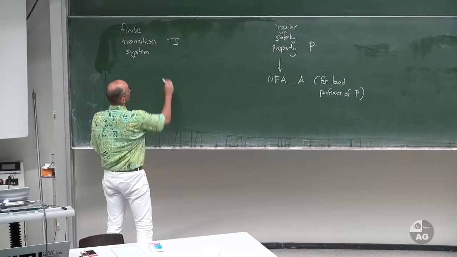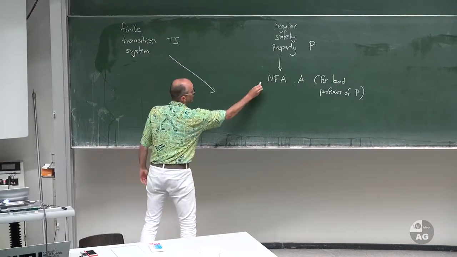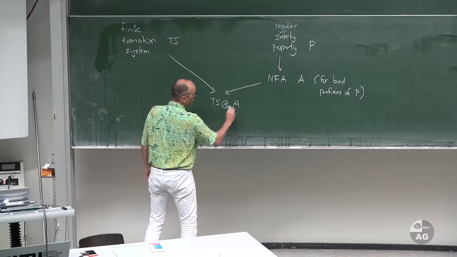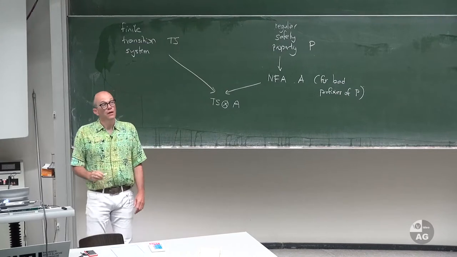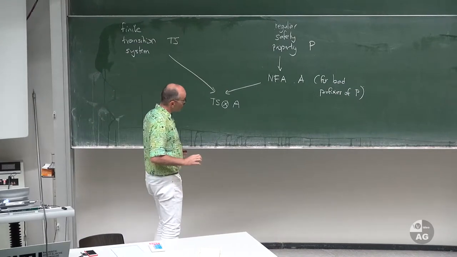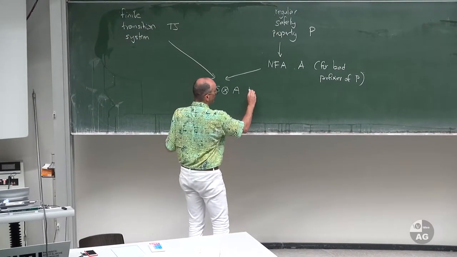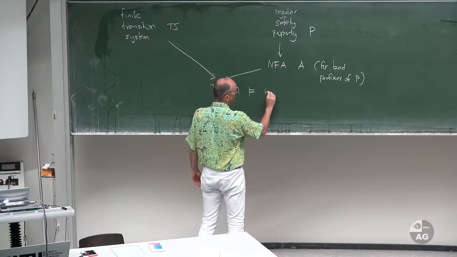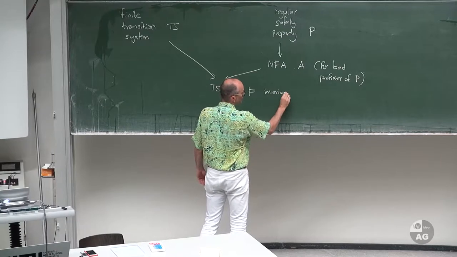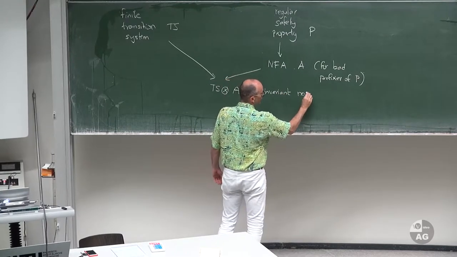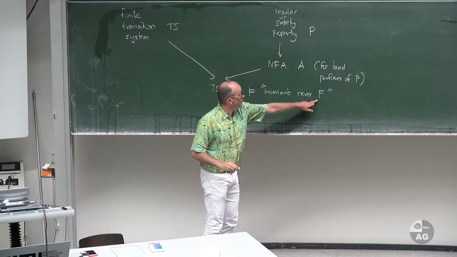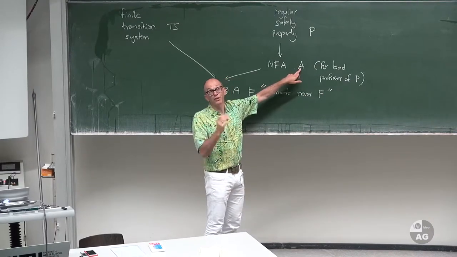And then what we were doing is, based on this transition system and this NFA, we constructed a product transition system. And we were checking basically whether this satisfies the invariant, the invariant never F, where F is an accepting state in this bad prefix automaton.